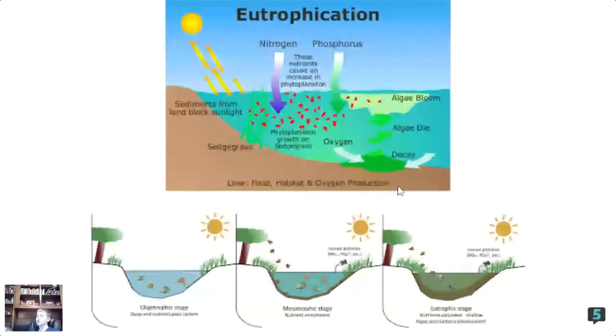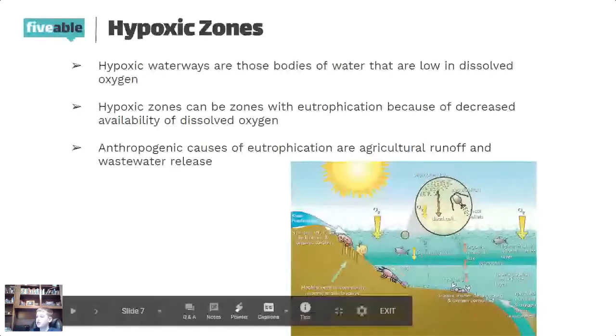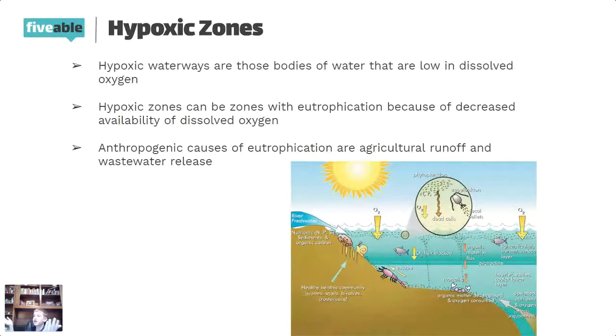But what happens in places that are eutrophied? They become hypoxic zones. Hypoxic waterways are those bodies of water that have really low dissolved oxygen. So this can be an effect of the process of eutrophication. With these hypoxic zones, because of this decreased availability of dissolved oxygen, everything has to die. That's why they're called hypoxic zones. They're also referred to as dead zones because nothing can live in these areas that have no oxygen. The fish can't live, other organisms can't live. There are algal mats laying on top so none of the plants can get sunlight.